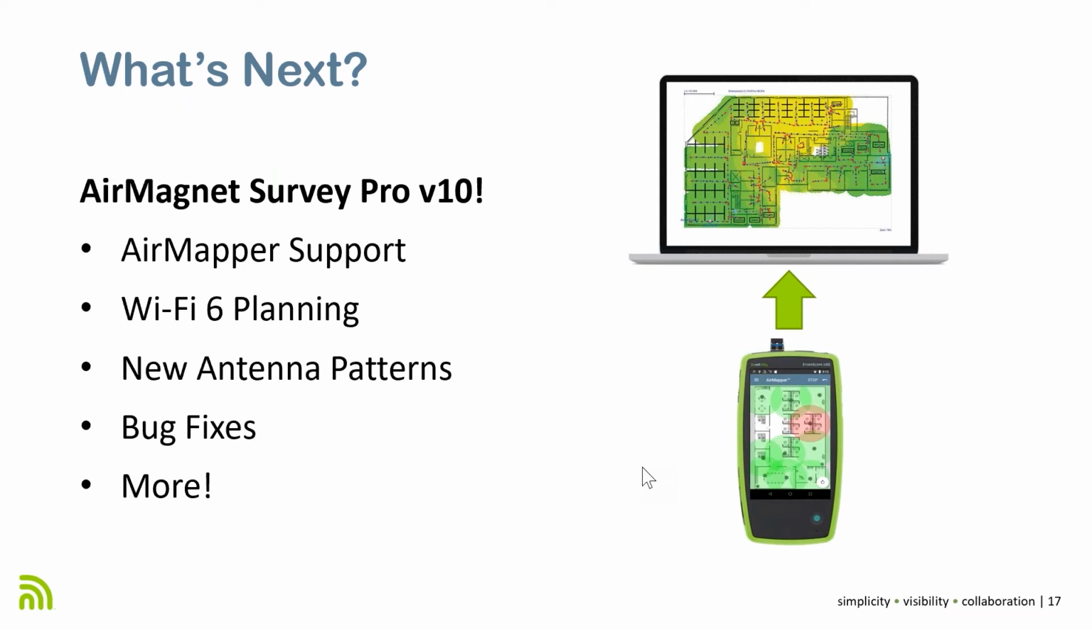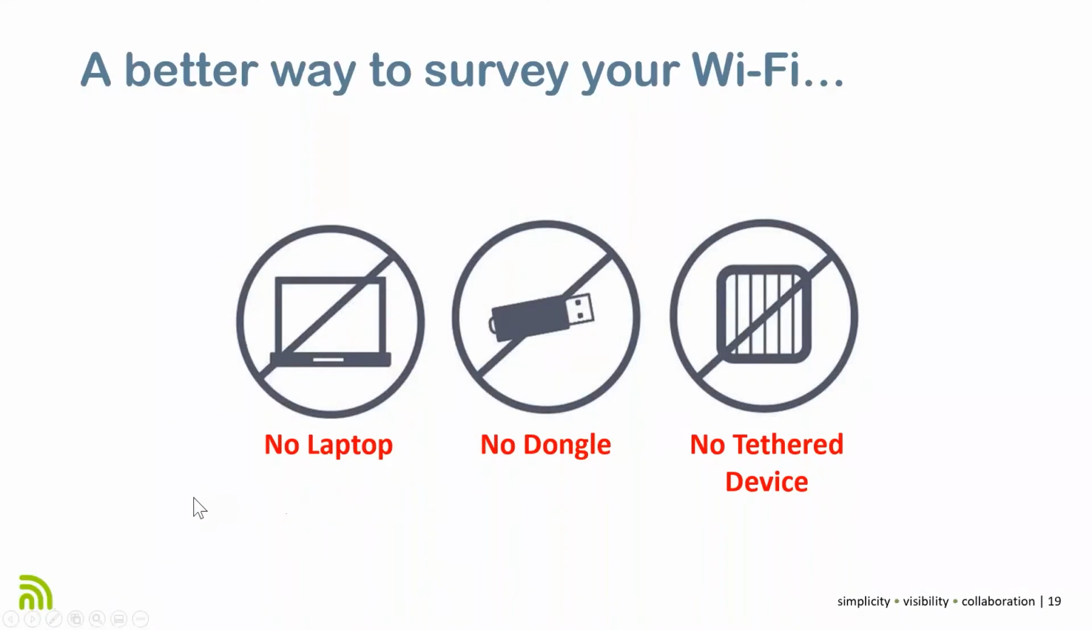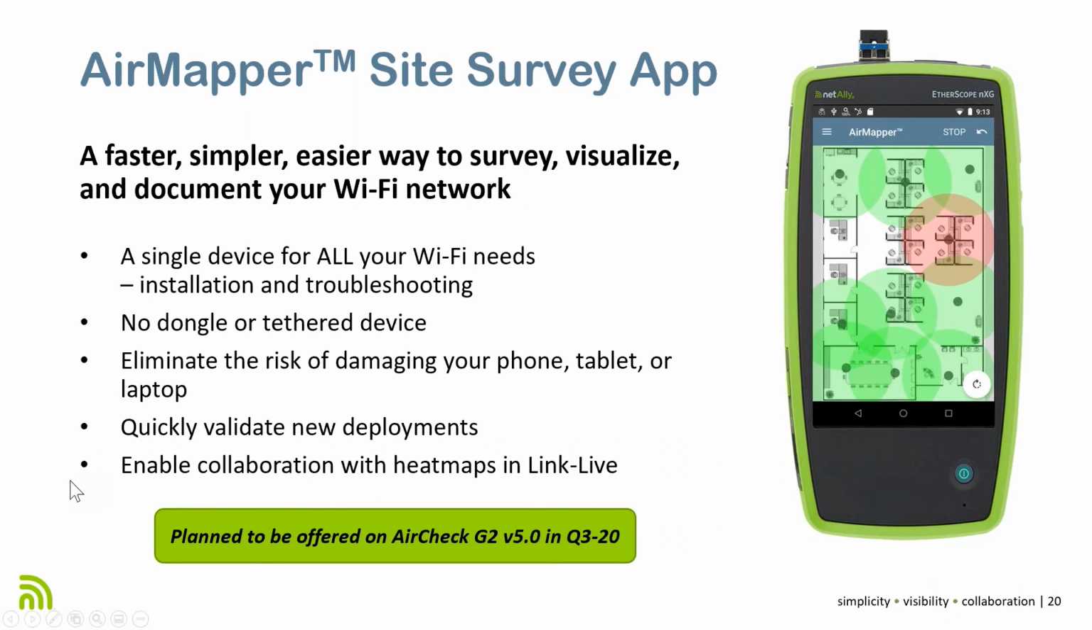Now going back to the questions, one question you may have is, what's AirMapper? Like I mentioned, the main idea is that on the next release, you'll be able to use AirMapper as a data collector. But what is it? Think of it, or at least we like to think of it, as a better way to survey your Wi-Fi, with no need to risk your laptop, phone, or tablet. No need to worry about dongles, whether they support noise, SNR, yes or no. And no need to worry about tethered devices for which the USB port may break because of the cable hanging around. Basically, a more simplified solution that will allow you to perform a survey in a faster, simpler, and easier way.